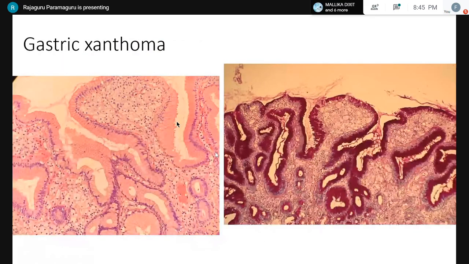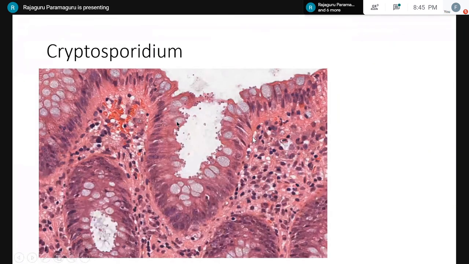The cryptosporidium infection is going to be seen along the surface epithelium. These are small round structures which can be confused with apoptotic bodies. But apoptotic bodies are seen within the epithelial cells, whereas cryptosporidium will be seen along the surface or in the lumen of the crypts. So they shouldn't be confused with apoptotic bodies.